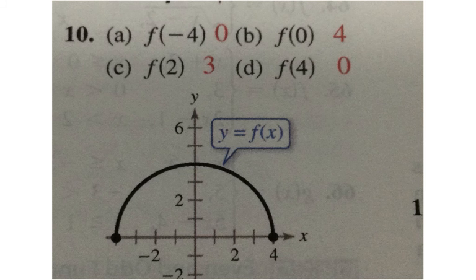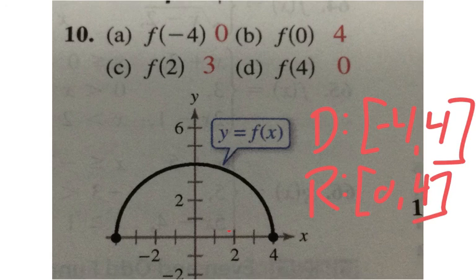The domain is all values between -4 and +4, and those are included. Now the range would be the list of y values. So again, I'm looking for the lowest one first. Right here is the lowest y value the graph takes on. It's at 0. That's included. And then the highest y value the graph takes on is +4. And it takes on everything between there. There's no gaps or holes or spaces. So the range will be from 0 to 4.